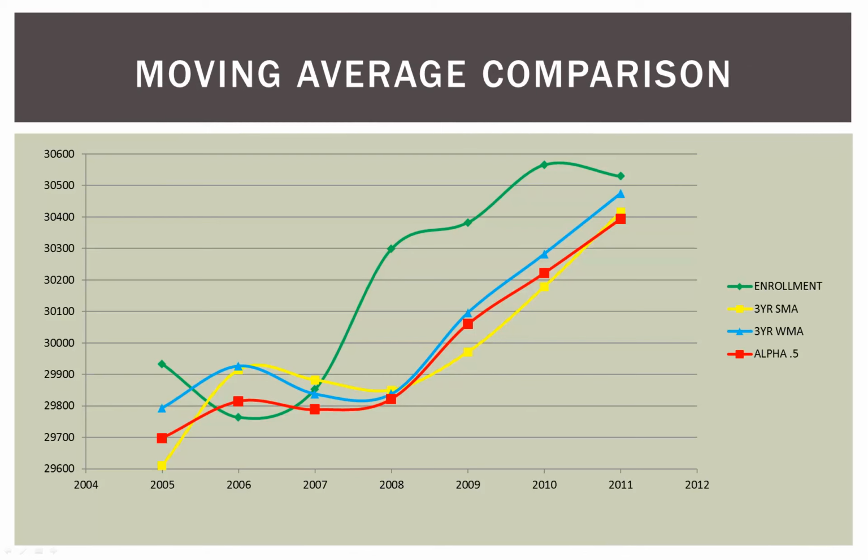So here is a comparison of our enrollment in green and then our 3 moving average techniques in the blue, red, and yellow. If you just take a cursory look at this, which method seems to be closer to our actual enrollment? Well, if you're looking at the same graph I am, it's the blue, which is the 3-year weighted moving average. So let's take a look at each one of these individually.